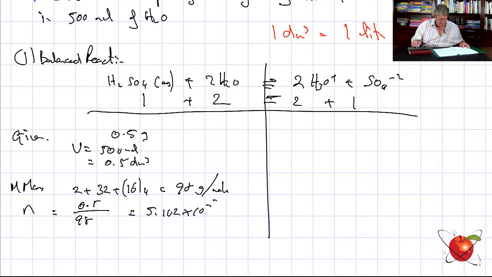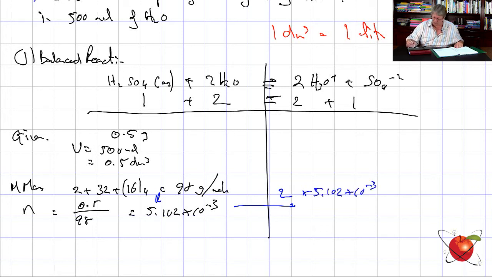times 10 to the minus 3. I always say to students, use 4 places. Now I can go through the mole hole, correct? We can go through here because 1 mole, the recipe is 1 goes to 2. I'm after this H3O. So therefore, I've got how many moles? 2 times that. 2 times 5.102 times 10 to the minus 3 is equal to 0.0102 moles of H3O+ ions.